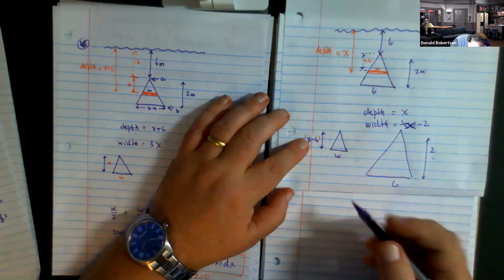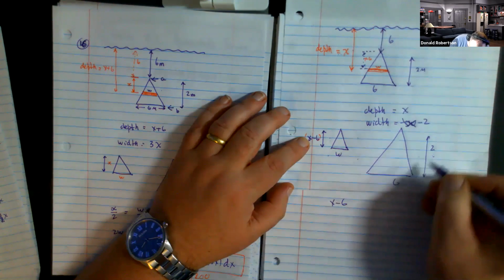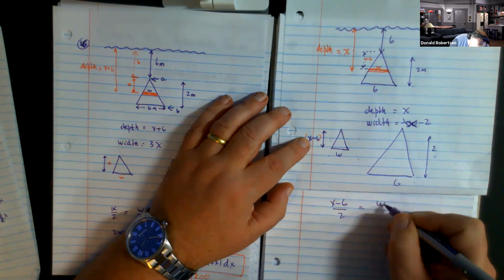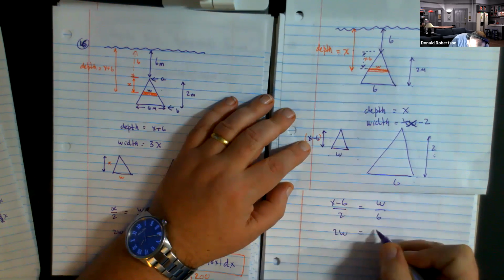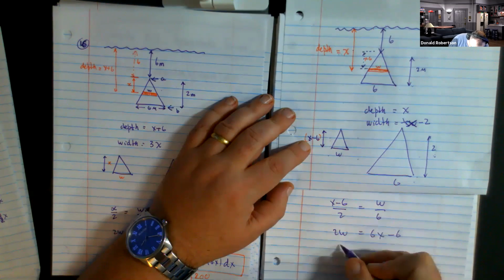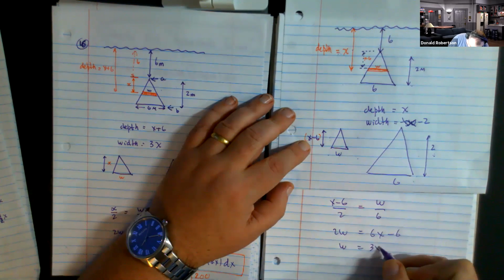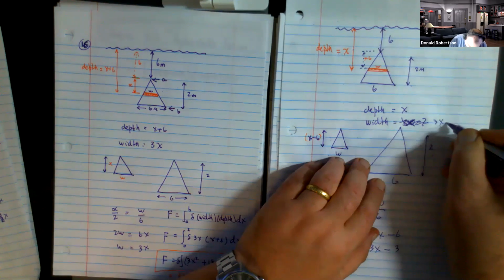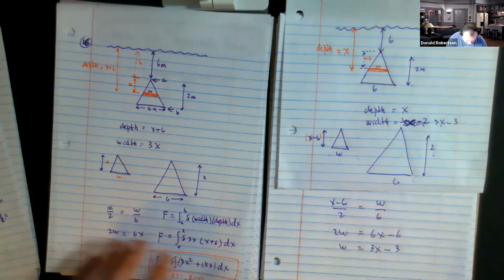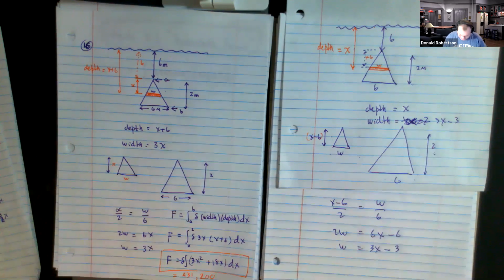X minus 6 matches with 2. That's what you're telling me, and I just wasn't paying attention. So 2W is 6x take away 6. So W is 3x take away 3. It's still different, but a different kind of different.